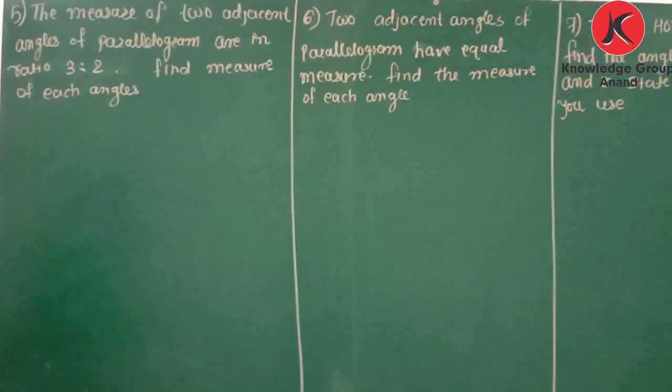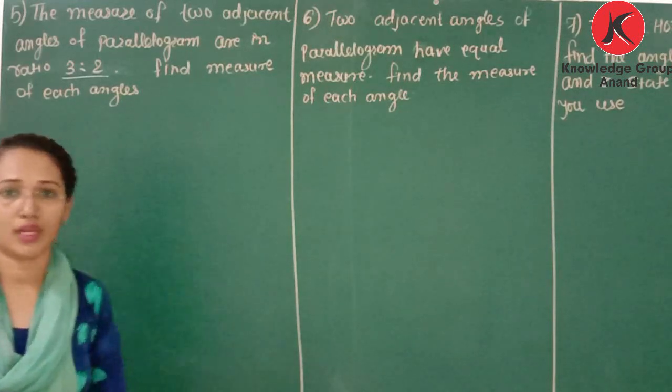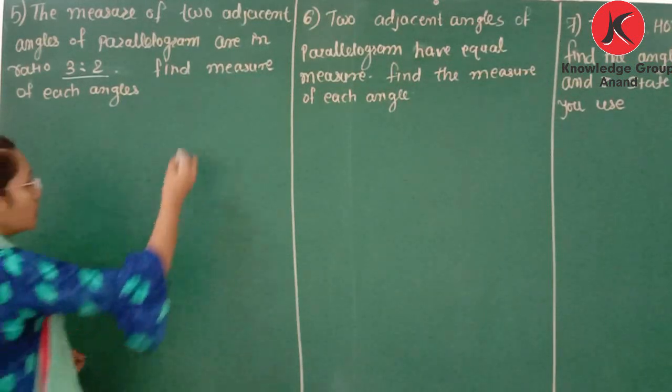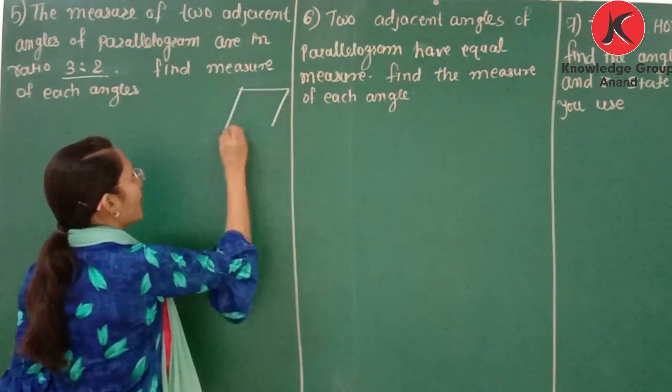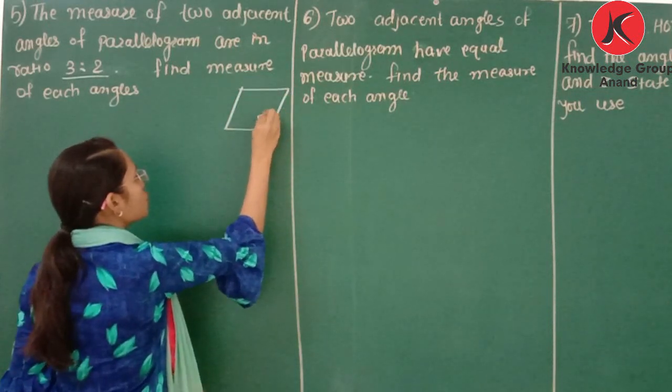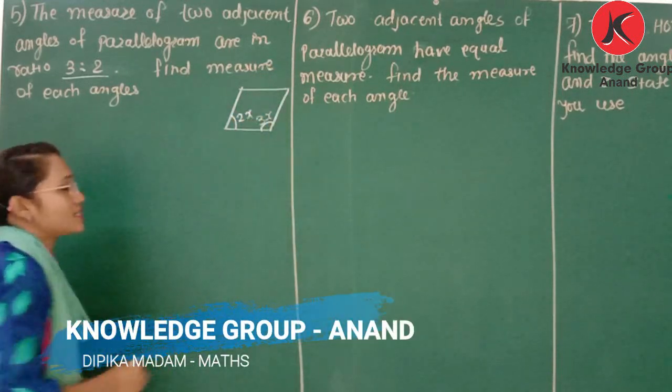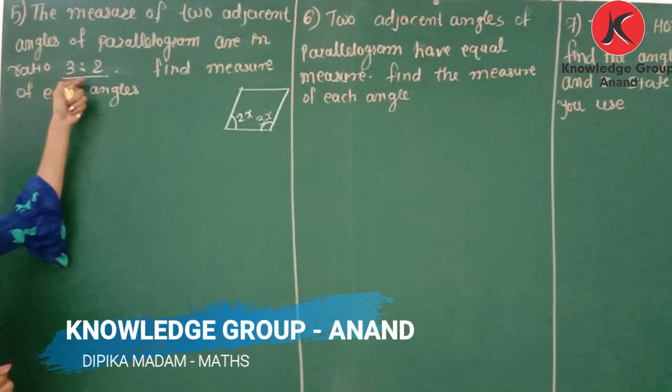Now question number 5. The measures of two adjacent angles of a parallelogram are in the ratio 3:2. Find the measure of each angle. We already saw this kind of example when the ratio is given. As I taught in the second chapter, if a ratio is given then you can write the first as 3x and the second as 2x. Here adjacent angles are given, so if we consider this parallelogram, and this angle is 3x, the adjacent one will be 2x.